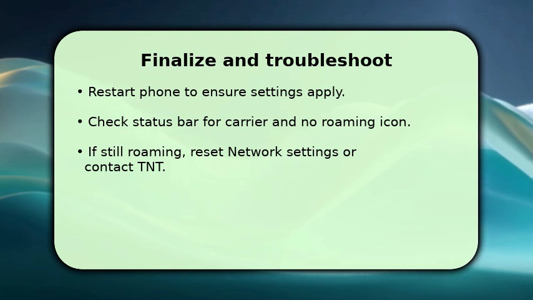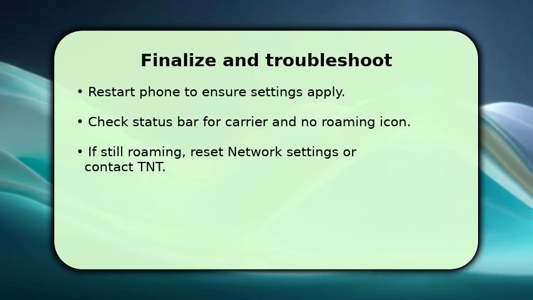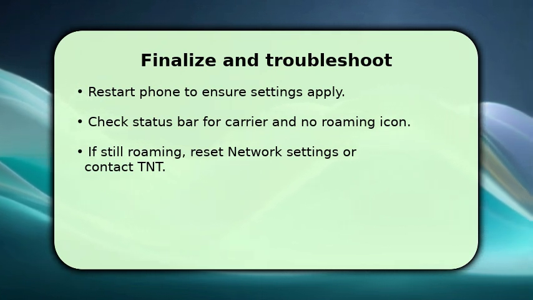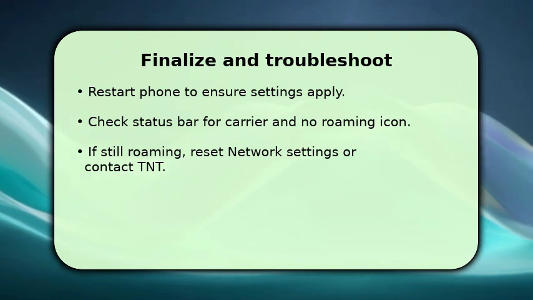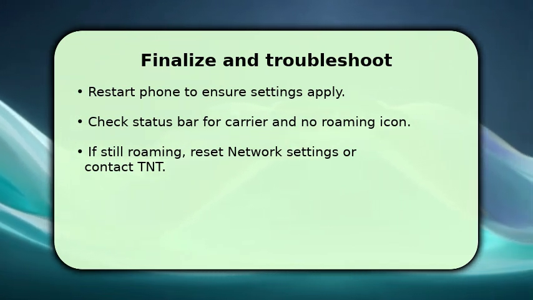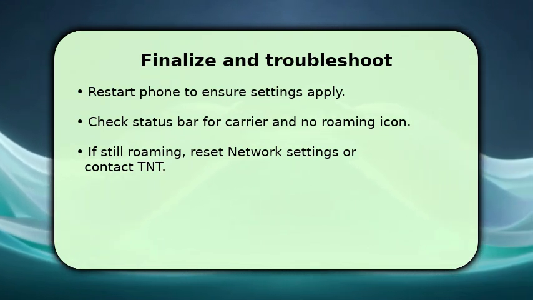This confirms success. If you still see roaming or you lose service, reset network settings or toggle the SIM off and contact TNT support if needed. These final steps complete the change and give you one reliable troubleshooting option if the setting does not stick.